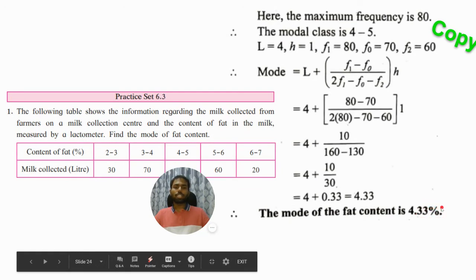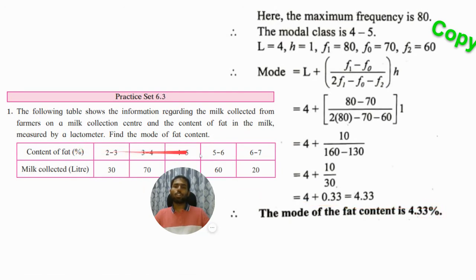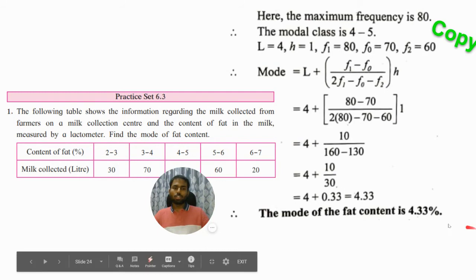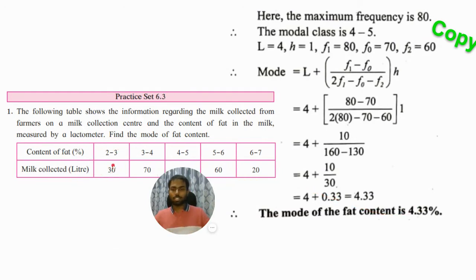परसेंट कैसे पता चला? क्योंकि यहाँ पे लिखा है, right? All the contents are in percentage. So the mode of the fat content is 4.33%. So that's how you solve a question based on mode. अगर frequency table में mode find out करना है, these are the steps.